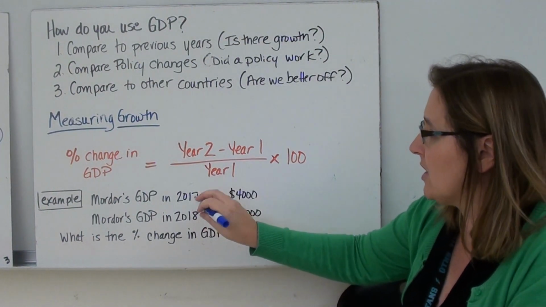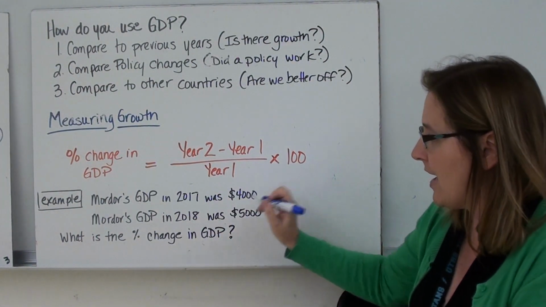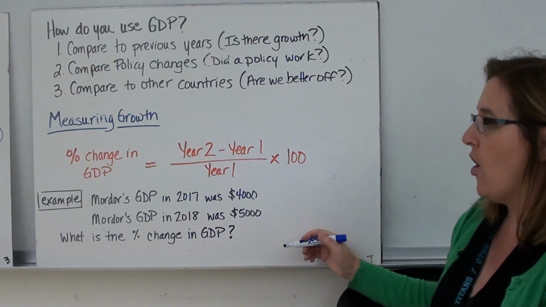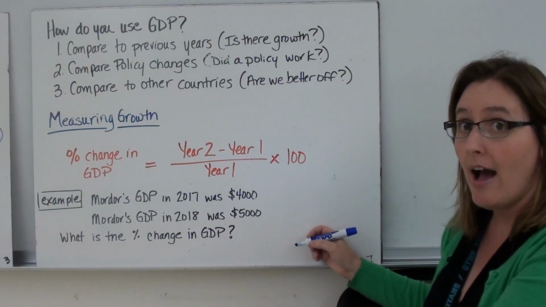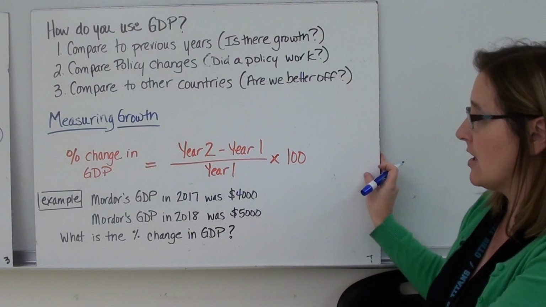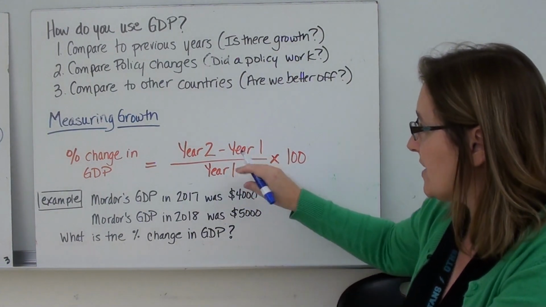So Mortar's GDP in 2017 was 4,000, and in 2018 it was 5,000. What's the percent change in GDP? How much did it increase or decrease? So we plug these numbers into the formula.